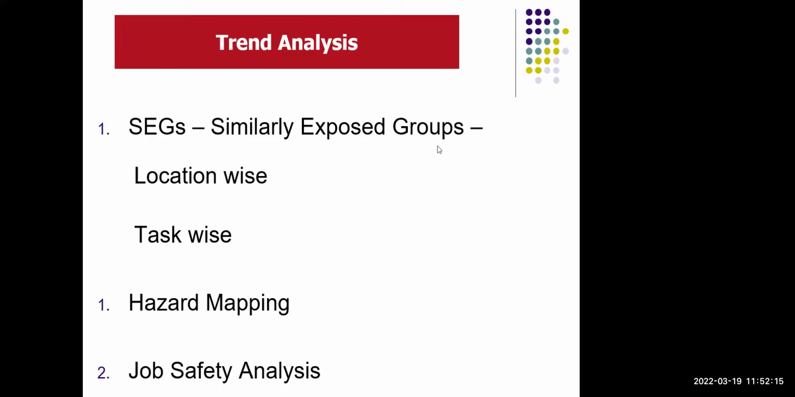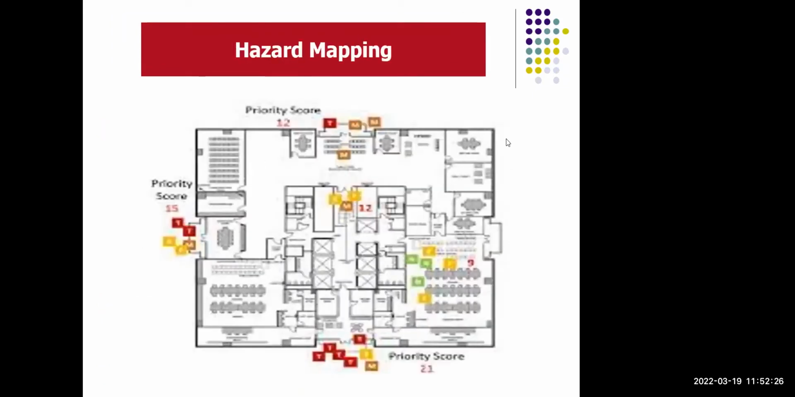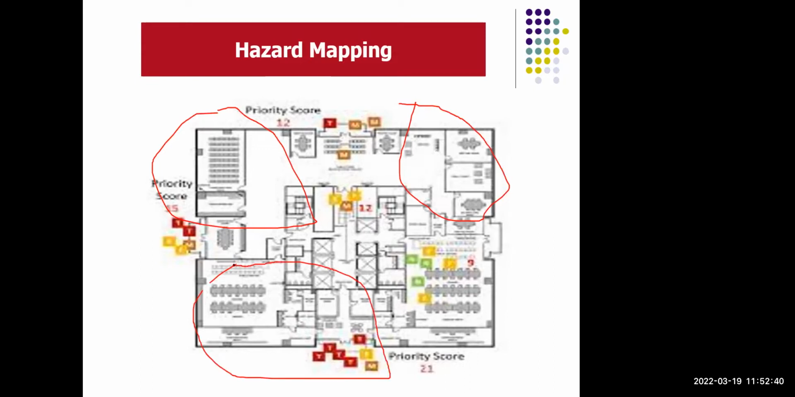Now this is very important: SEG, similarly exposed group. It could be location wise, task wise, based on hazard mapping, job safety analysis, and so forth. So let us see, this is a factory location. Suppose this area has noise, this area has heat stress, this area has ergonomic problems. So you should map your factory or workplace. Now this area is exposed to noise also, and to ergonomic problems also, so there may be overlapping. People working in this area will form one SEG, and people working in this area will form another SEG because they are exposed to two hazards. This is the way you do hazard mapping and then form these SEGs.